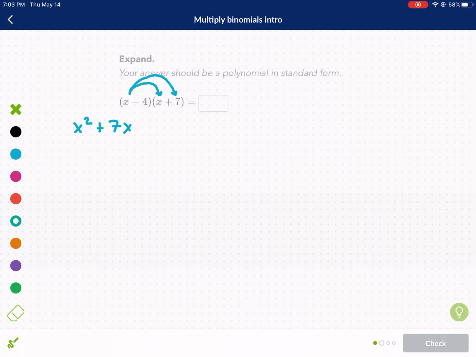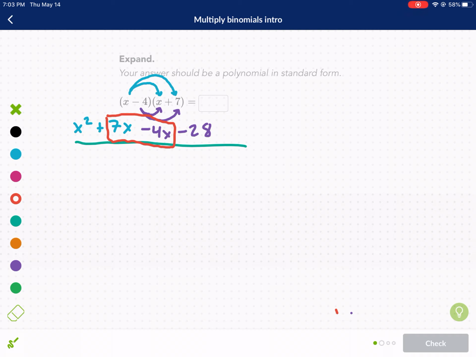Now what I'm going to do is keep it all along the same line, but now I'm just going to distribute the negative 4 right here on the problem inside the parentheses. So I have negative 4 times x gives me negative 4x, and then negative 4 times a positive 7 gives me a negative 28.